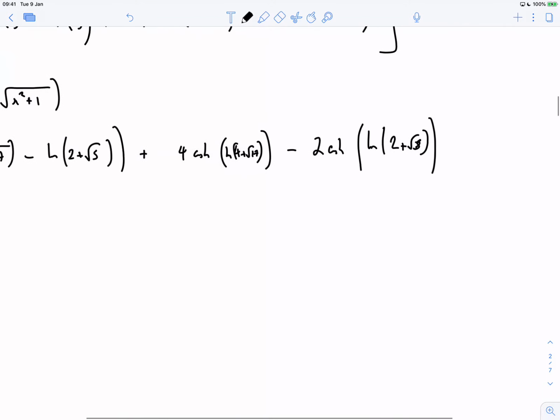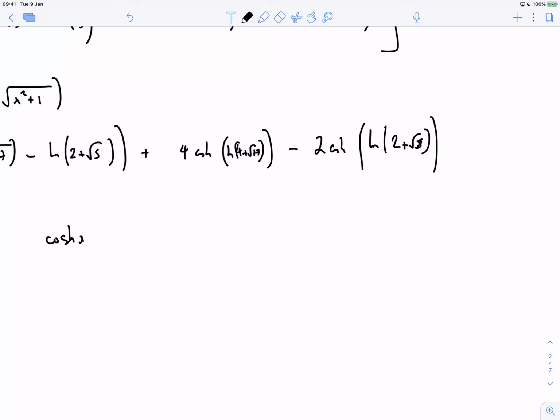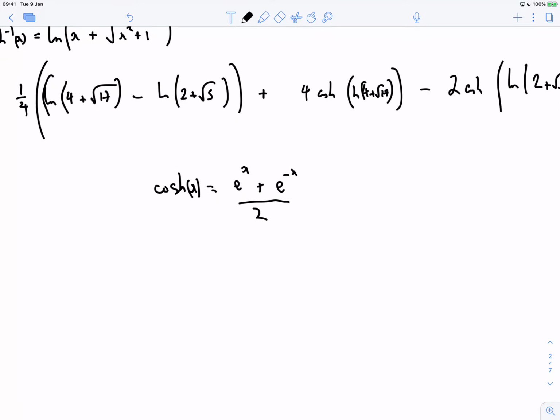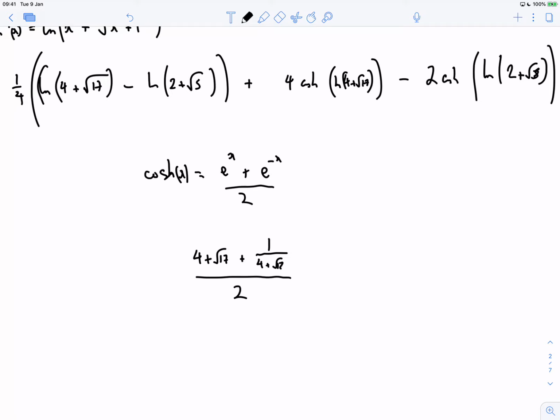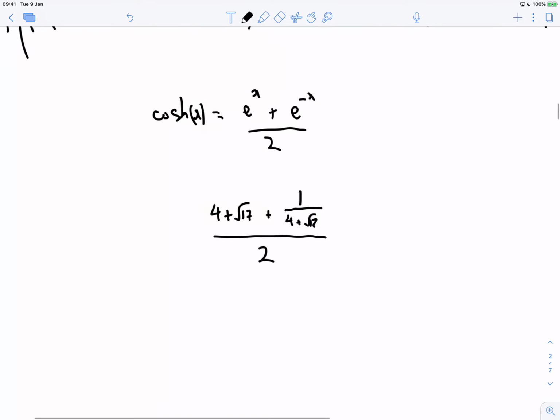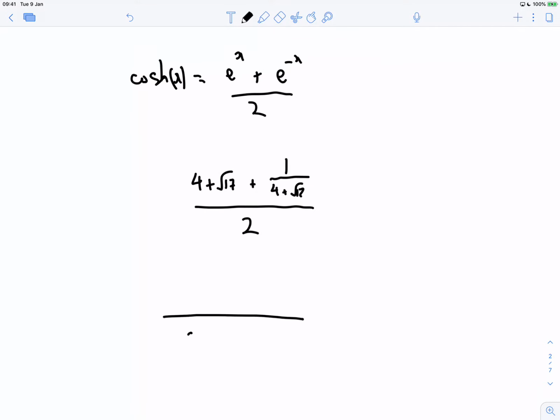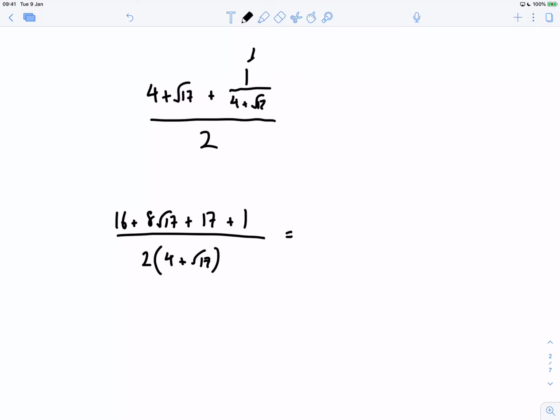To evaluate this further, remember that cosh of x is e to the x plus e to the minus x, over 2. You're going to have to memorise that one. So when I've got ln of 4 plus root 17, remember when I take a minus log it becomes 1 over, so that's 4 plus root 17 plus 1 over 4 plus root 17, and then this is all over 2. So this is what it means when I do cosh of an inverse sinh of 4. So I'm going to have, all over 2 lots of 4 plus root 17, and then I've got 4 plus root 17 squared, which is going to be 16, plus 2 lots of 4 lots of root 17, which is 8 root 17, plus root 17 squared, which is 17, and then plus the 1 from over here. What's that going to give?